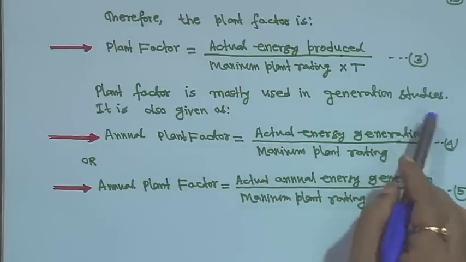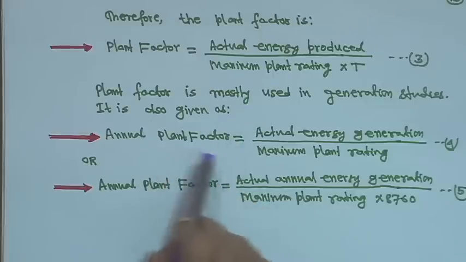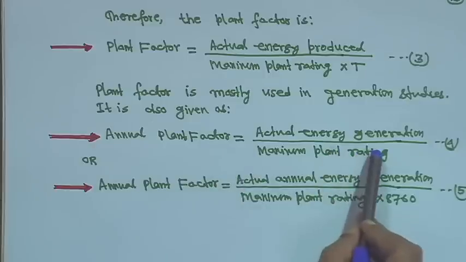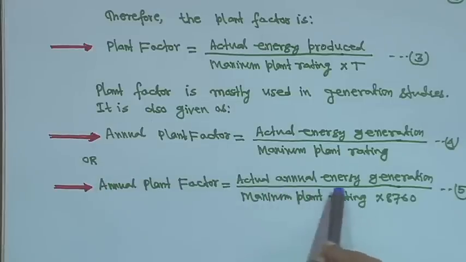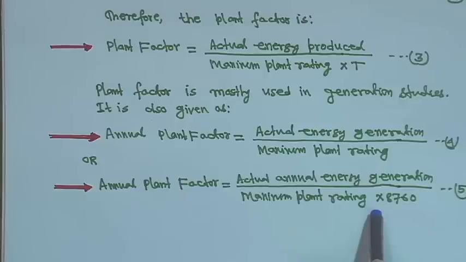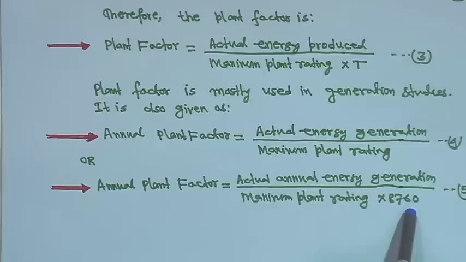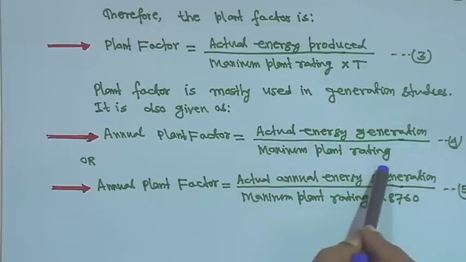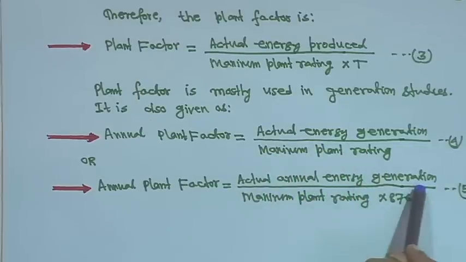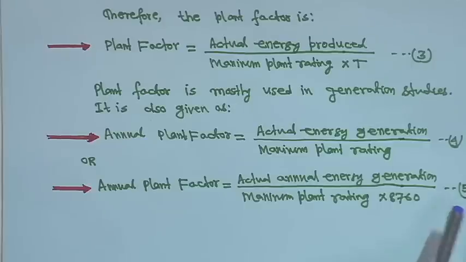Plant factor is mostly used in generation studies. It is also given as annual plant factor, which is equal to actual energy generation divided by maximum plant rating, or actual annual energy generation divided by maximum plant rating into 8760. In a year, the total number of hours is 8760. So, it can be defined in three ways. One is actual energy generation by maximum plant rating, or actual annual energy generation by maximum plant rating into 8760. So, this is your equation 5.